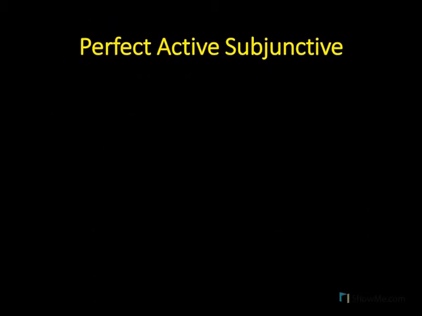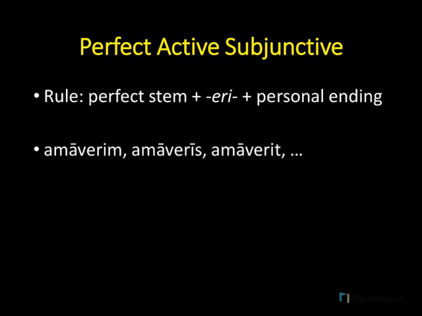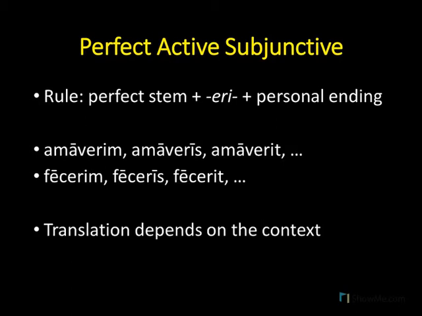And so let's sum up the perfect active subjunctive. The rule for forming the perfect active subjunctive is to take the perfect stem, add the letters ERI, and then add a personal ending. So, for example, we have seen amaverim, amaveris, amaverit. We've also seen fecerim, feceris, fecerit. And as with most verbs in the subjunctive mood, it's impossible to translate them outside of context. So the translation of the perfect active subjunctive will depend on the context of the sentence and the passage.